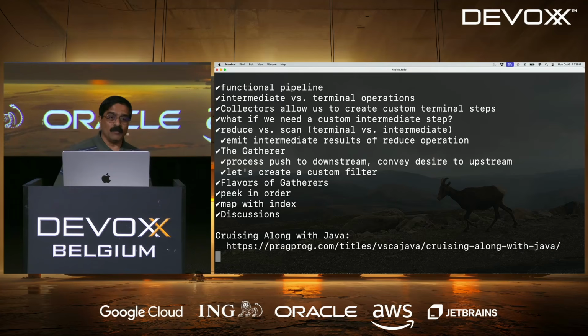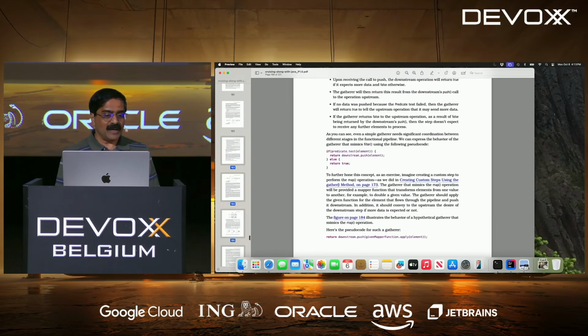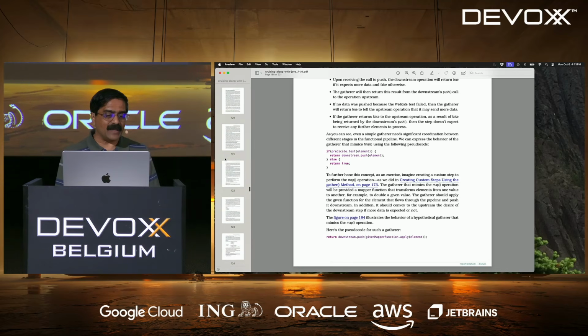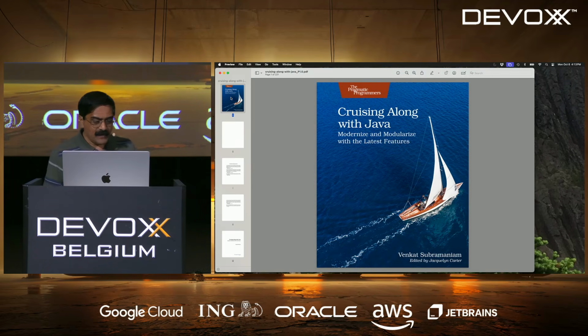Don't try to jump into the most complex solution, because that becomes enormously complicated, and life is no fun. If we take on that kind of complexity, it becomes really hard to maintain, and there's really no reason to endure that kind of pain. And like I said, if you're interested, please take a look at Cruising Along with Java, and I have 2 chapters on gatherers alone, and you can take a look at it.